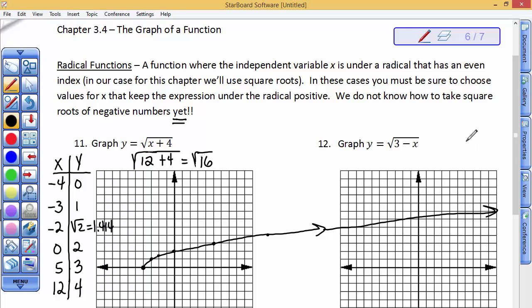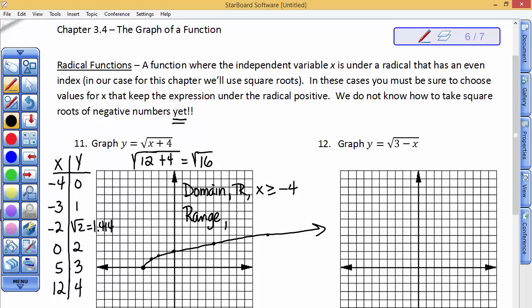So let's talk about the domain of this function. The domain of this function looks to be all real values for x, where x has to be bigger or equal to the number a negative 4. See right here? X was a negative 4. That worked. Negative 3 worked. See these right here? Those values worked. 0 worked for x. 5 worked. 12 worked for x.